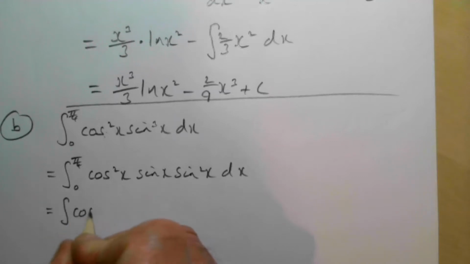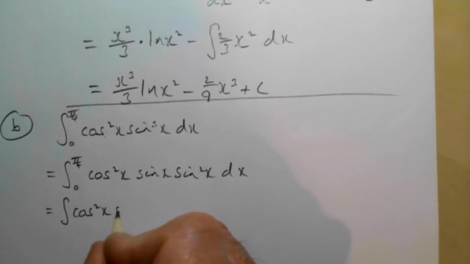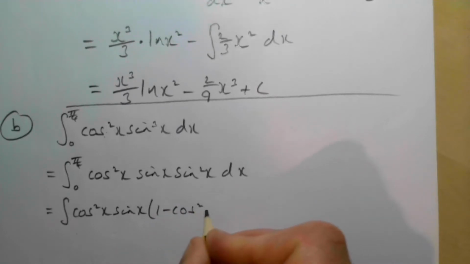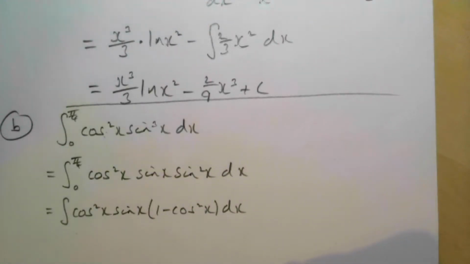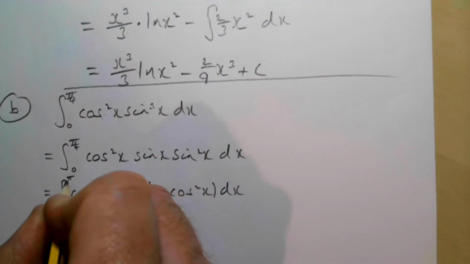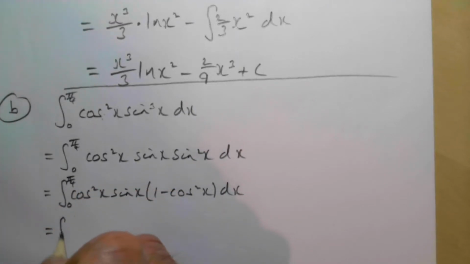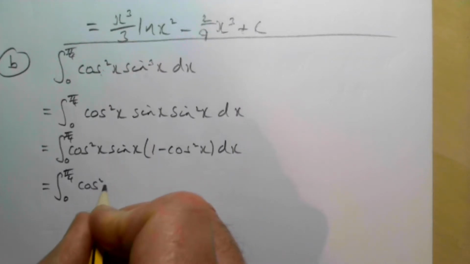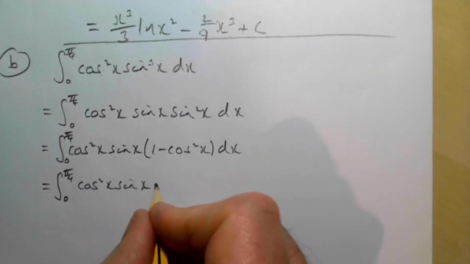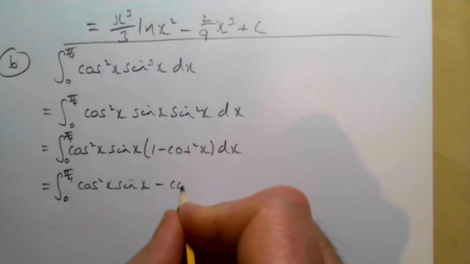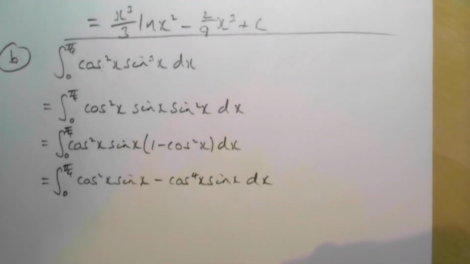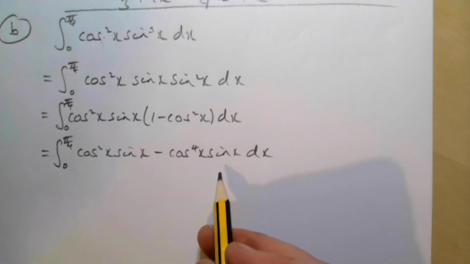So it's going to be cos squared x sine x times 1 minus cos squared x dx. Sorry, I'm going to put my limits in. And now integrate between pi over 4 and 0. This gives me this times a 1, so it's cos squared x sine x minus the cos squared x, so that gives me cos to the power 4 x sine x dx. And I can see that this is an awful lot easier now to integrate.